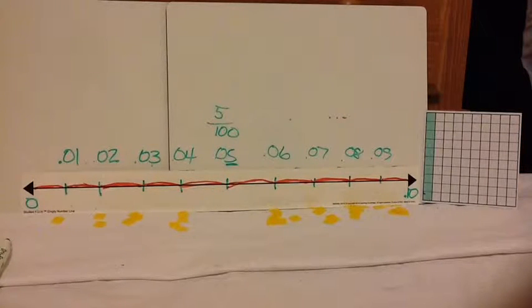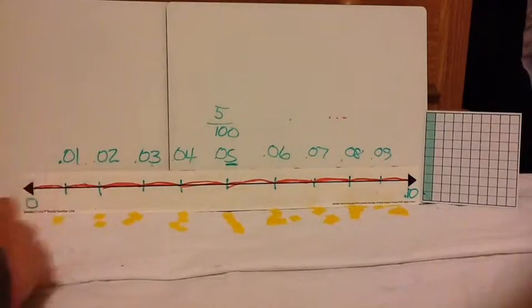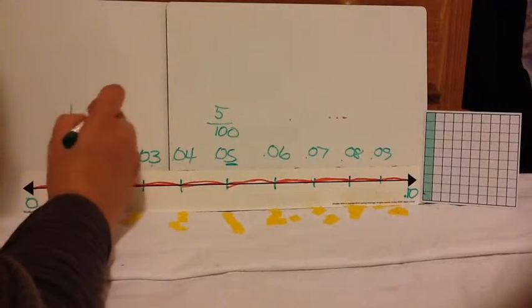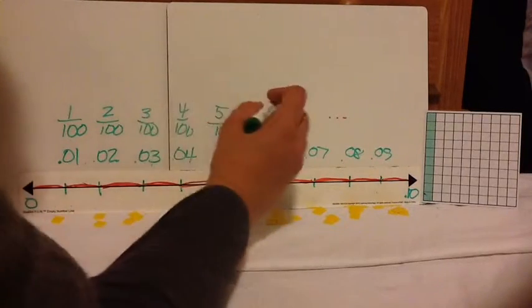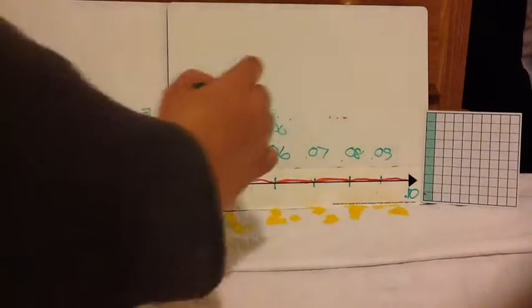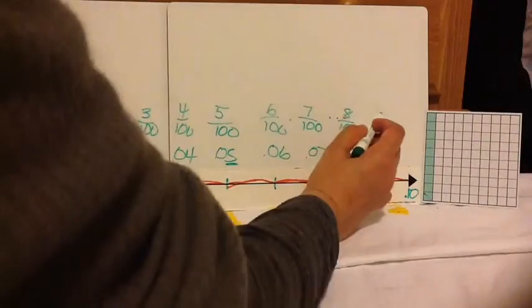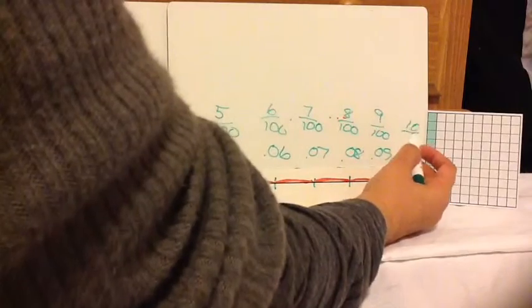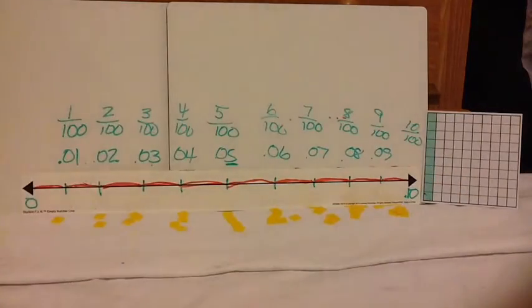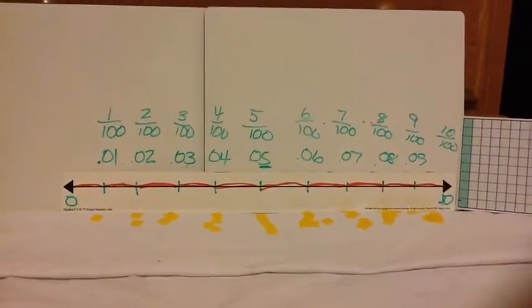Think of each of these pieces replacing the green on here. That would be 5 out of 100. So this is 1 out of 100, 2 out of 100, 3 hundredths, 4 hundredths, 5 hundredths, 6 hundredths, 7 hundredths, 8 hundredths, 9 hundredths, and then you could call that 10 hundredths because technically 10 out of 100 are shaded in. So this is how you represent hundredths on a number line.